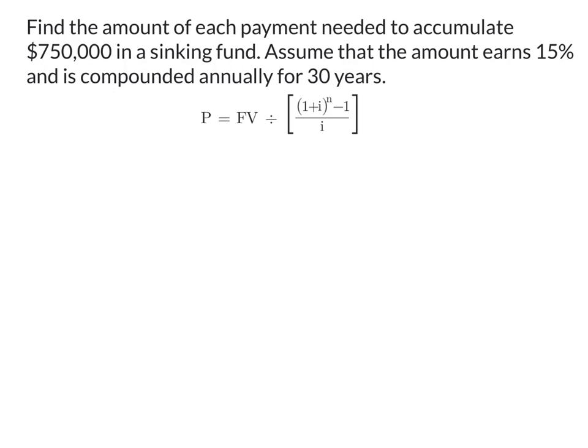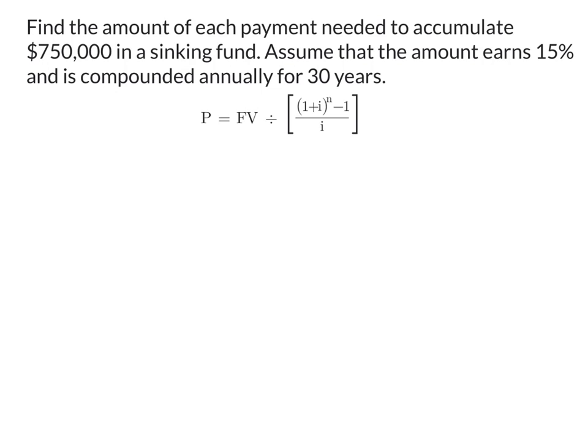Find the amount of each payment needed to accumulate $750,000 in a sinking fund. Assume that the amount earns 15% and is compounded annually for 30 years. To find the payment needed, we're going to use the formula listed on the screen, and P in this case is the amount of each annuity payment. FV is the future value or the total amount needed. I is the interest rate, and N is the total number of compounding periods.